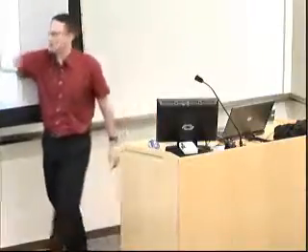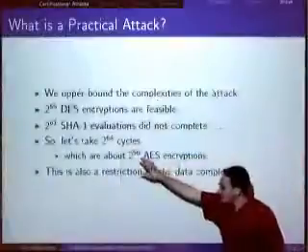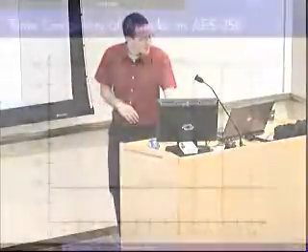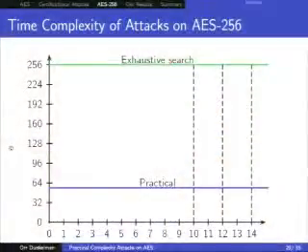So let's say 2^56. If you want to play with this bound a bit, 2^64 cycles, which are about 2^56 AES encryptions, just moves the line. It doesn't change anything too much. So here is a summary of attacks on AES-256.